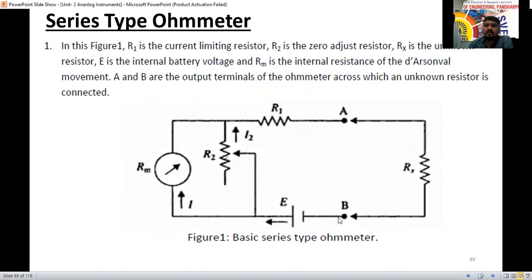See here now. In this figure, we are going to consider what is called the series type ohmmeter. Series type ohmmeter. Just a minute.